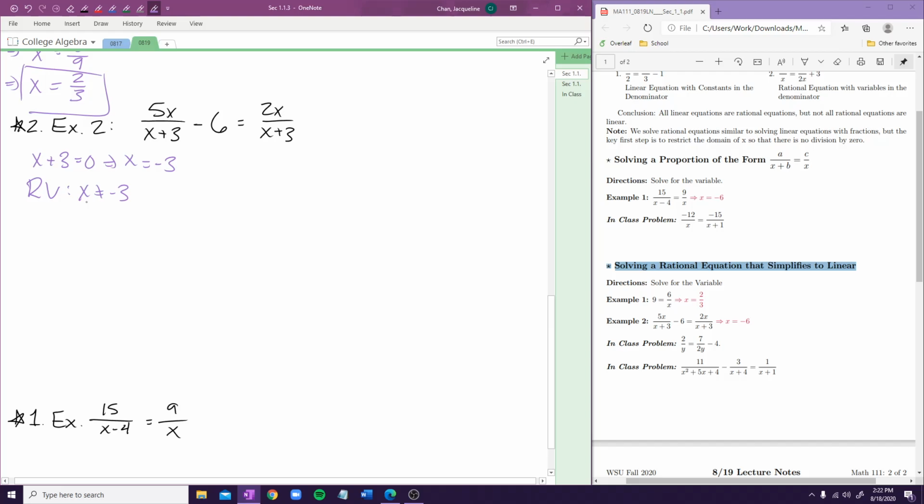Right? So now let's solve for x. Okay, the first step, we want to simplify both sides. Right? I see fractions. Fractions are gross. Let's get rid of them. So let's multiply both sides by x plus 3. And make sure when you write x plus 3, you put parentheses in here.